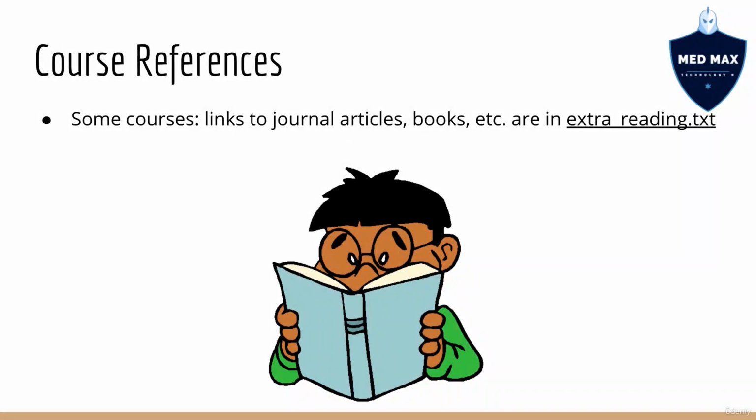So one extra note about the GitHub repo. Most courses also contain a file called extrareading.txt. This file contains reference material for the course, like journal articles, books, and so forth. So if you hear me referring to extrareading.txt in the lectures, this is where it can be found. Reading these materials is optional, but they are there in case you want to further your studies.